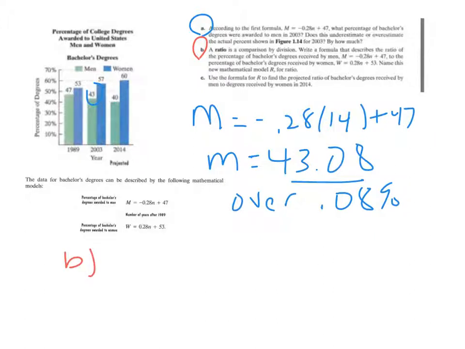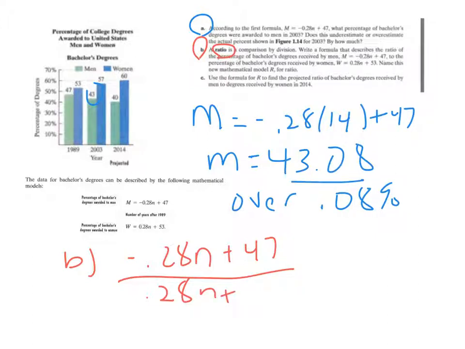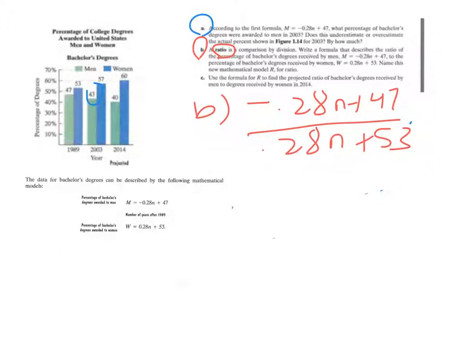Now if we look at our next one, in this example, and I'm going to do B down here, it wants a ratio, and a ratio means create a fraction. So it wants the ratio of men, which is negative 0.28n plus 47, over women, which is 0.28n plus 53.